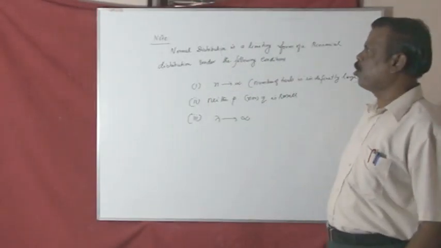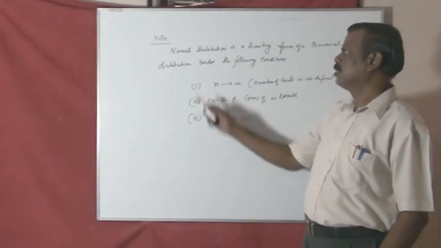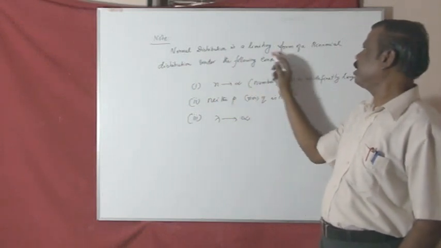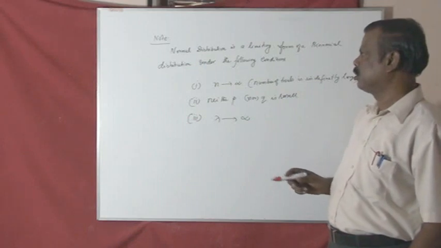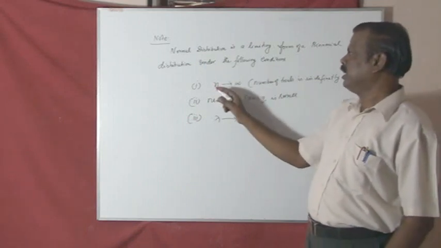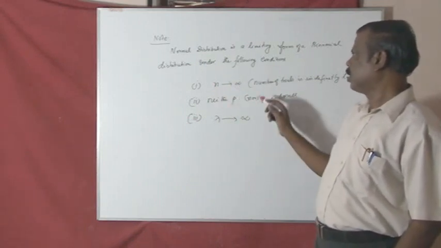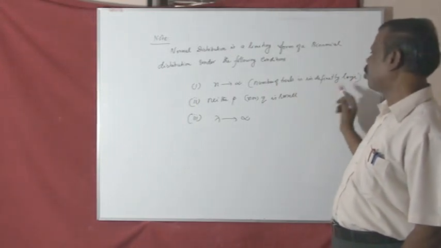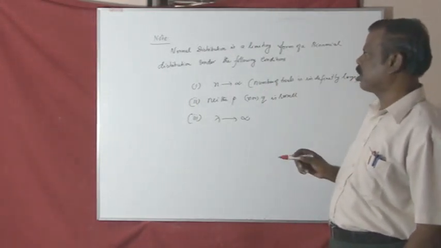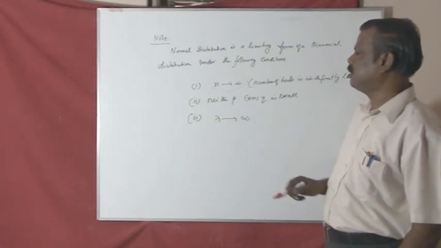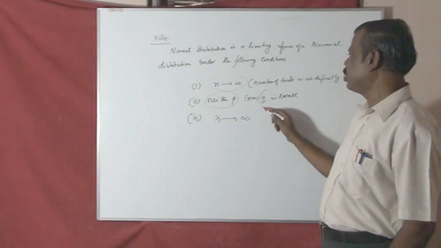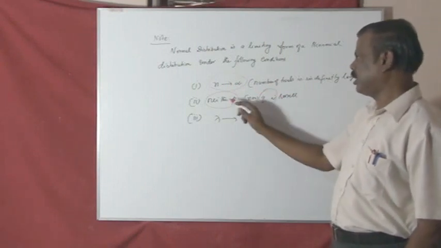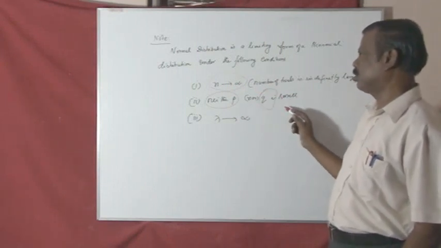One important point to be noted here. The normal distribution is the limiting form of a binomial distribution under the following conditions. n tends to infinity, the number of trials is infinitely large. So in the case of normal distribution, n tends to infinity. Here, neither p nor q is small.